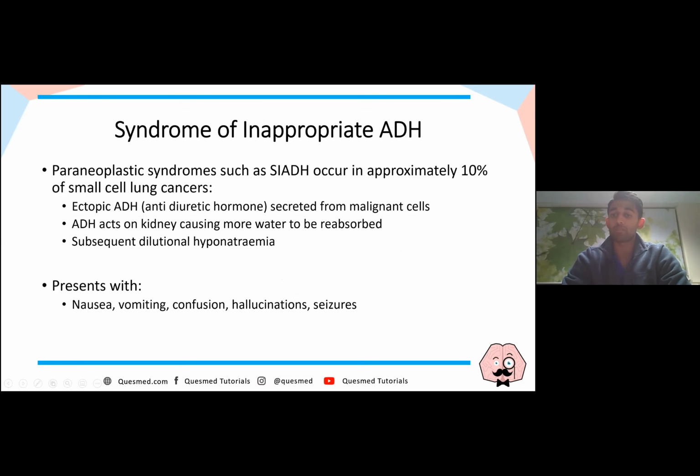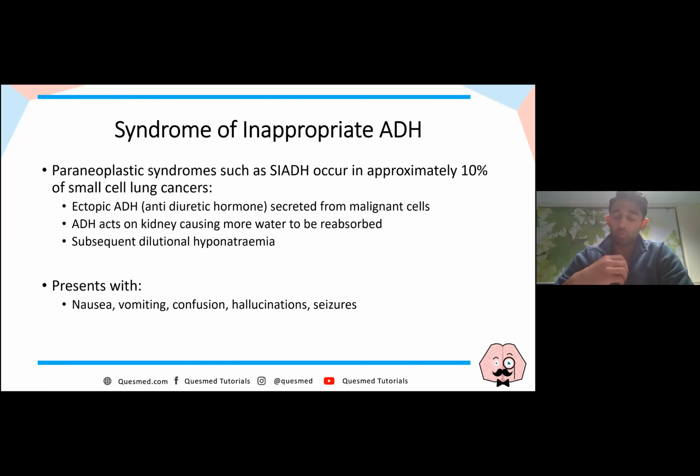So we'll just talk about a few other common complications of cancer. So SIADH, as I said, is a paraneoplastic syndrome. It's most common in small cell lung cancers. The small cells themselves are actually neuroendocrine cells, so they are normally secreting small levels of hormones, and when those cells become malignant, you tend to get an excess of those hormones.